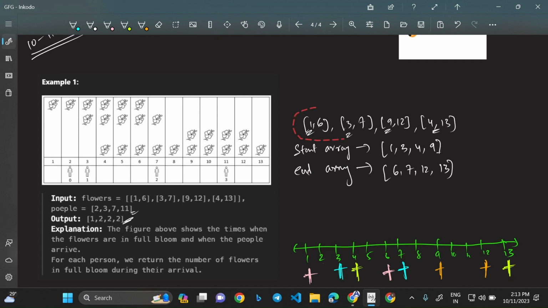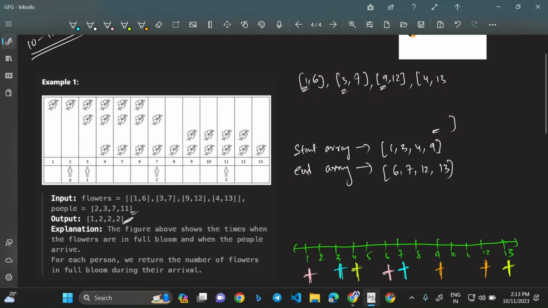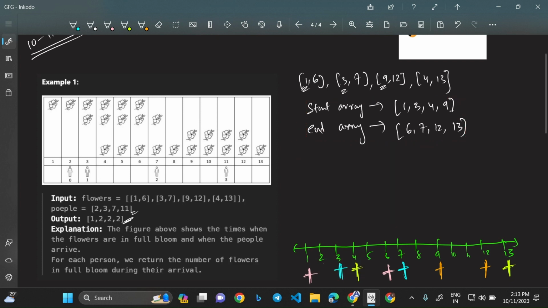I'll just erase this, and I'll do the same thing with this. I need some space to write. Okay, so I've got the start array, I've got the end array, so I've got the timings. Now let us analyze these things.